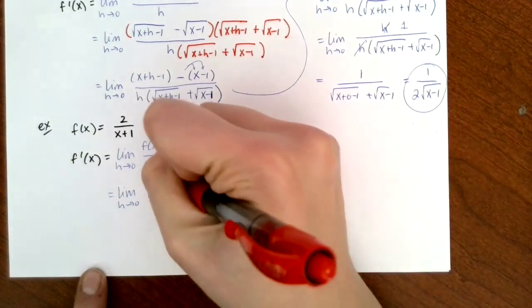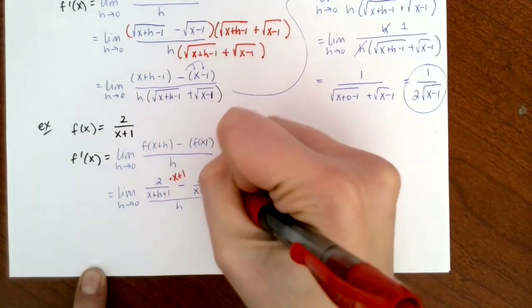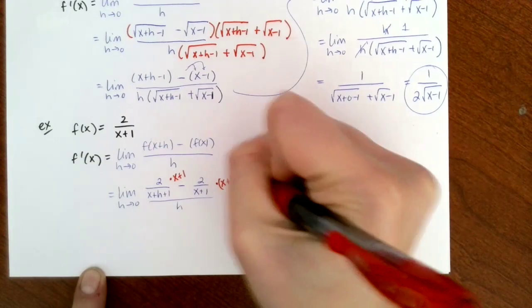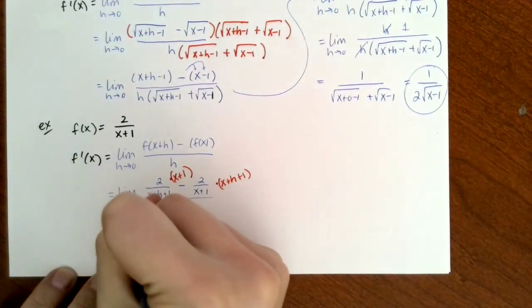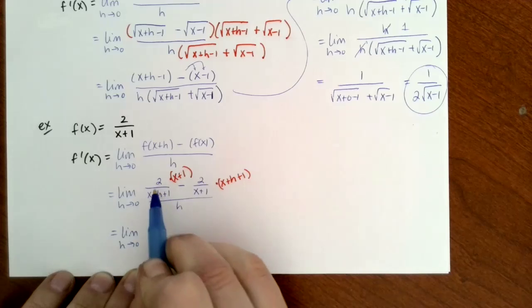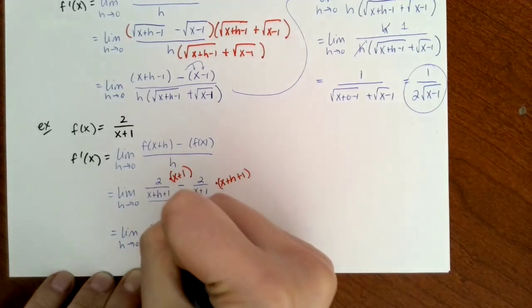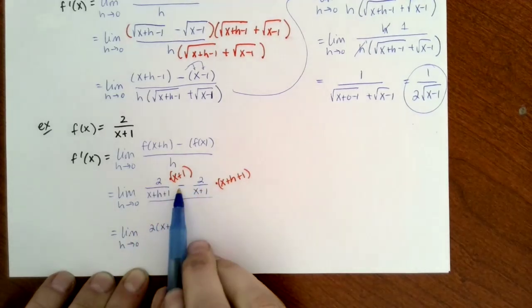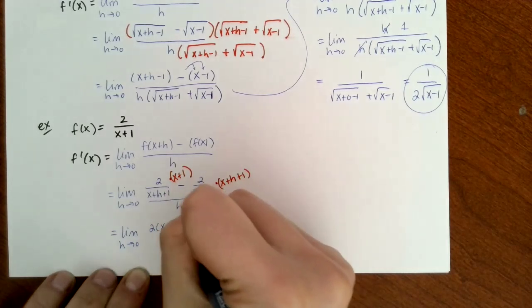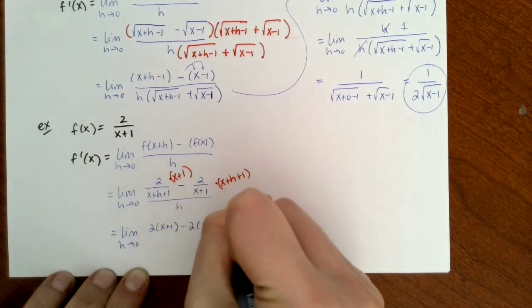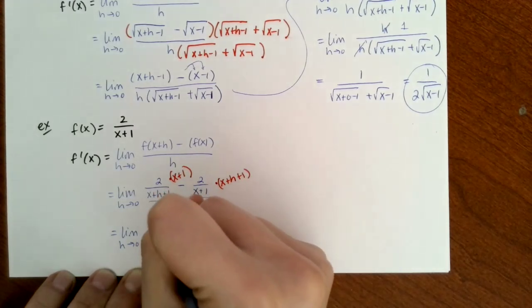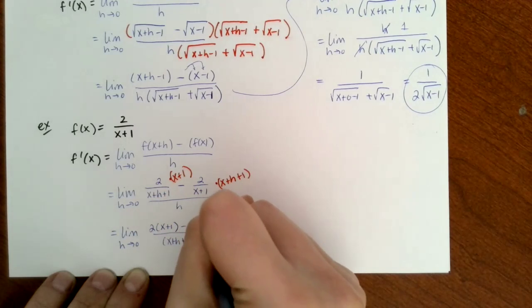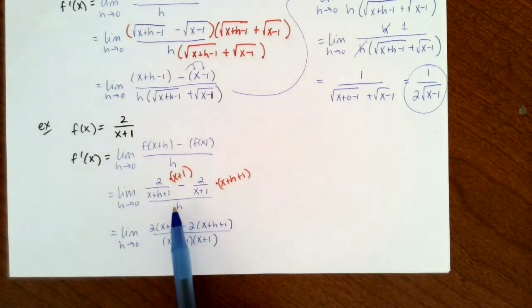So this one gets times x plus 1. This one gets times x plus h plus 1. Okay, so that gives me 2 times x plus 1 minus 2 times x plus h plus 1 over the common denominator, which is this times this. And then this is all over h.